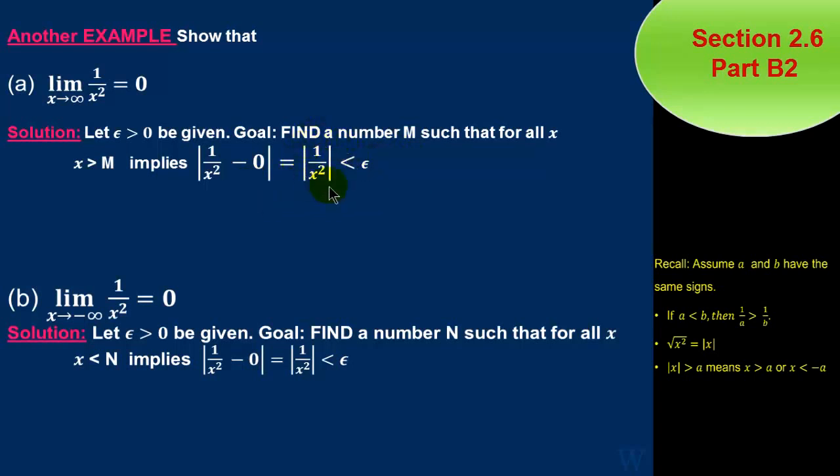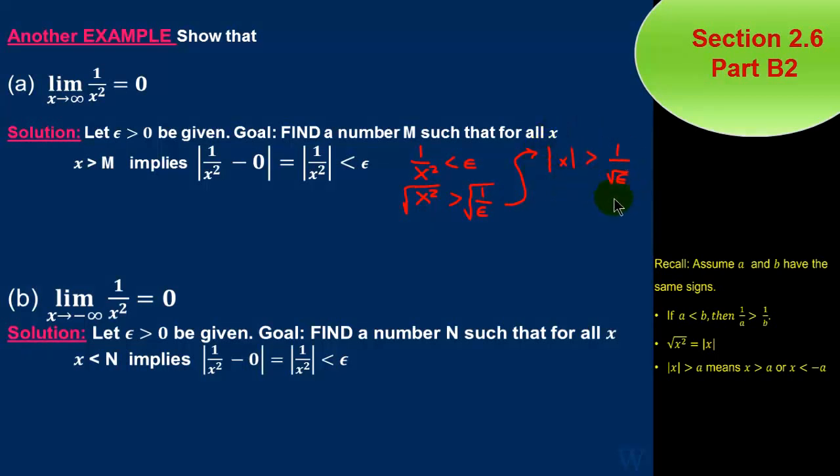Again, we work out this inequality. Since 1 over x squared is always positive, we can take off the absolute value and we'll just have 1 over x squared less than epsilon. Taking the reciprocal of both sides, we'll have x squared is greater than 1 over epsilon. Now we take the square root of both sides, and this leads us to the absolute value of x greater than 1 over the square root of epsilon.